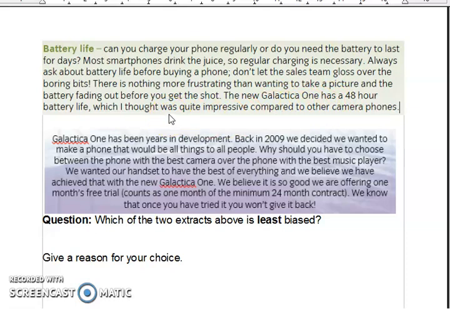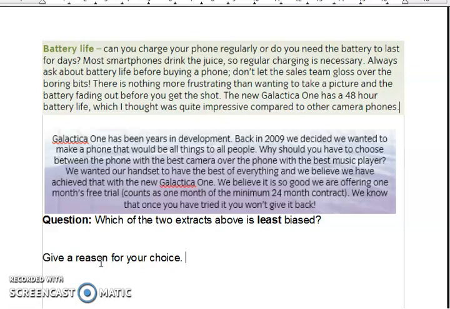So this first text seems to be giving both sides of the story. It tends to be discussing not only the great things about phones, but also the negative things as well. So that would be a perfectly legitimate reason for that. So we could say, for instance, the reason for our choice is because the first text gives you both sides of the story and also gives some negatives of mobile phones.